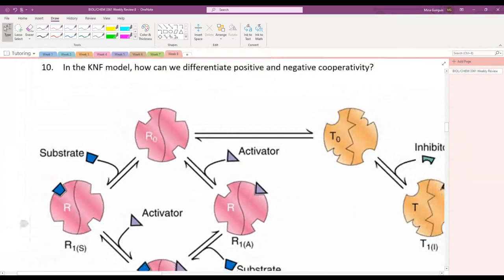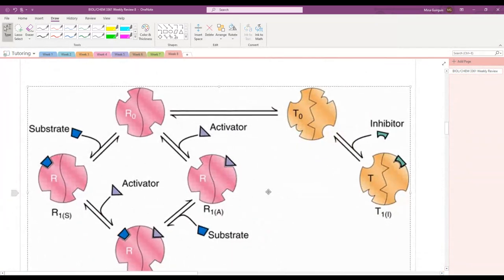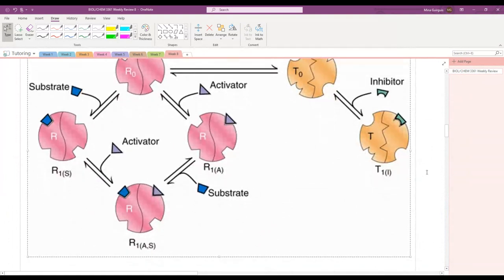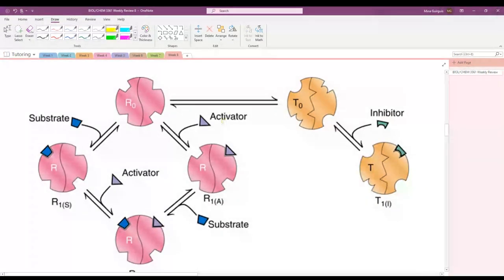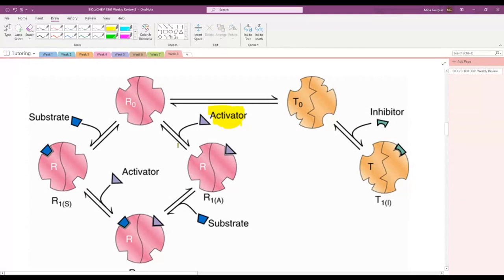So here's a great picture that's in your slides and in your book that really helps to show this. The things that I want to highlight are exactly like we talked about. Your activator in this case is a triangle. When it binds to R0, you get R1A, like we talked about. That, remember, decreases this concentration, so this shifts over. But this also does a better job of showing how everything can bind. R0 can bind to your substrate, or it can bind to your activator. And then once it's bound to one, it can also bind to the other.